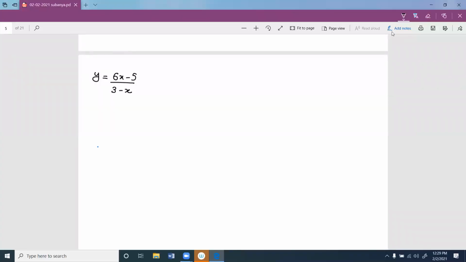y equals (6x minus 5) divided by (3 minus x). If you just want to find out, initially we get the vertical asymptote. That means how do you get it? Make the denominator 0. That is x equals 3. So initially we just draw this.